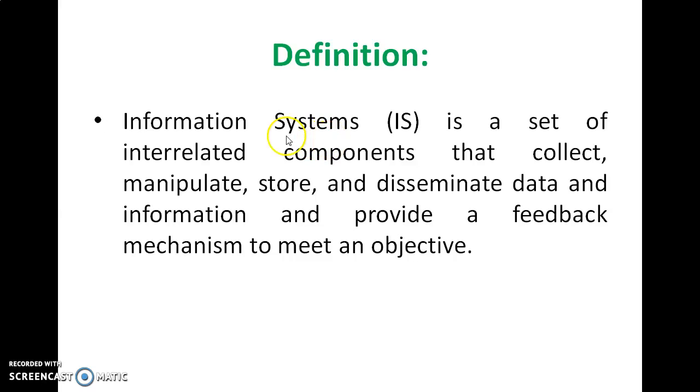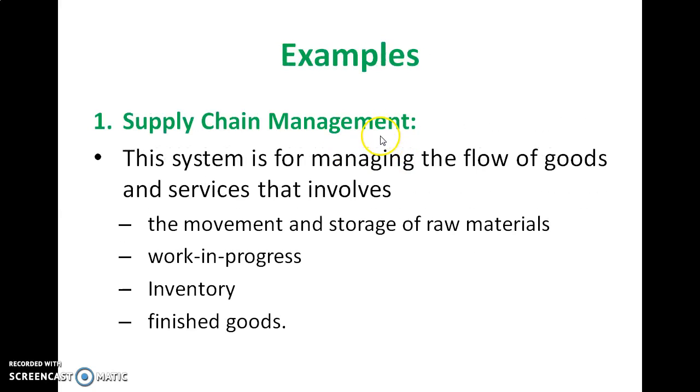So the definition of an information system: it is a set of interrelated components that collect, manipulate, store and disseminate data and information, and provide a feedback mechanism to meet an objective. So it collects, does all the changes in the data and information, and also provides feedback to meet the objective. So this is the definition of an information system.